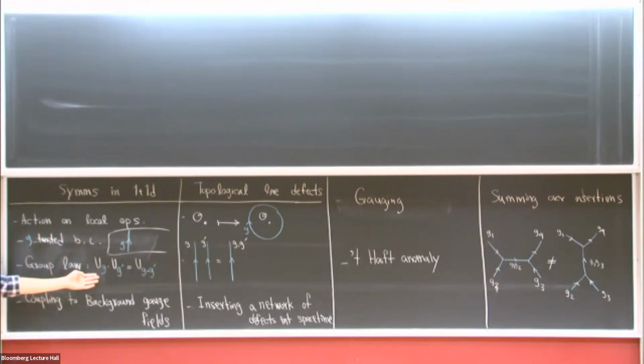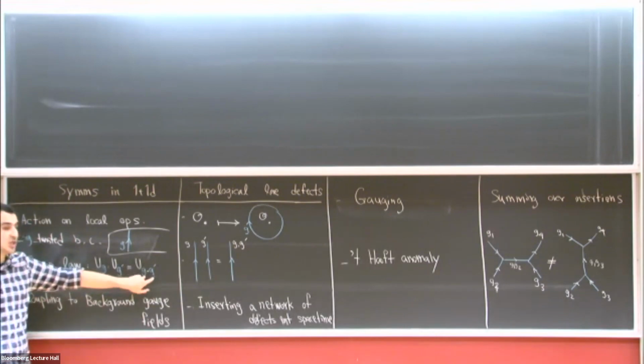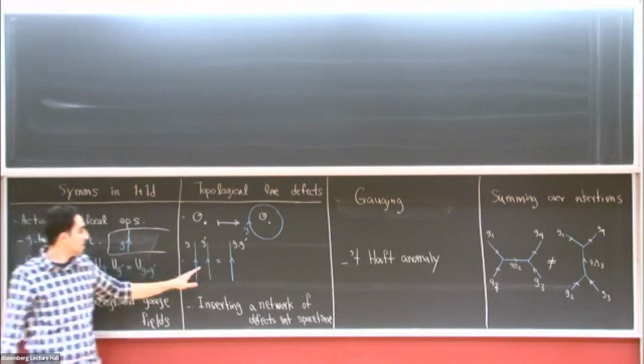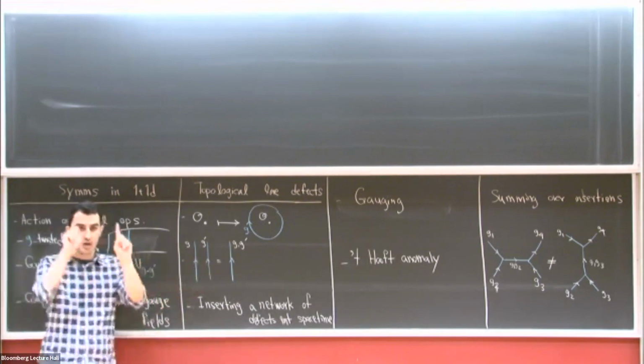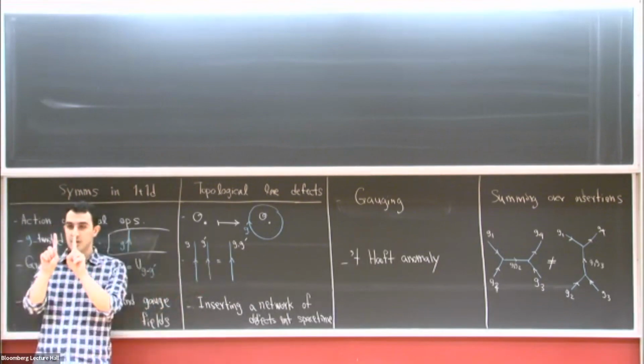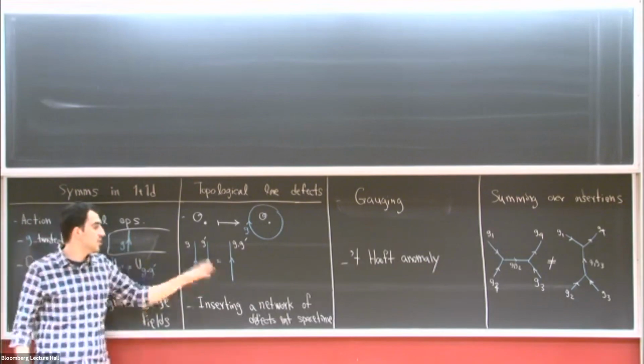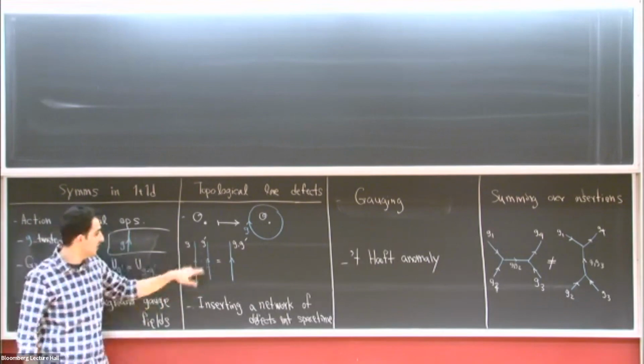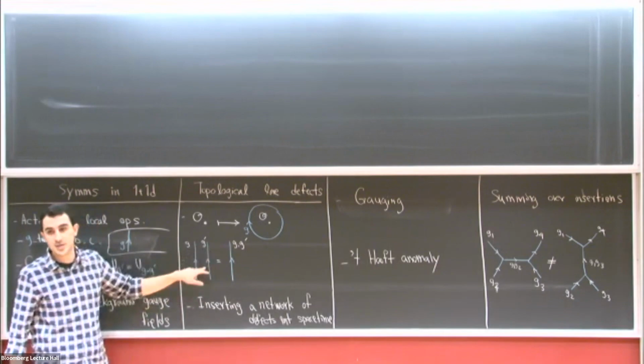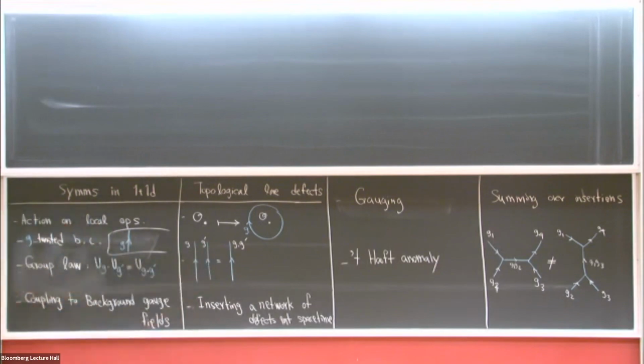Then I have a group law for symmetry. I multiply two unitary operators, and I get another one, which is labeled by G times G prime. This is the group law, and it corresponds to the fusion of these lines. I could put two of these lines near each other, and because they're topological, I could just view it as another line, given that there's no operator insertion in between. The fusion is the group law.